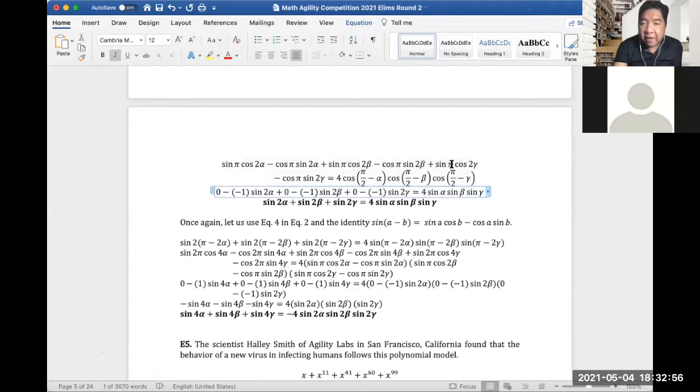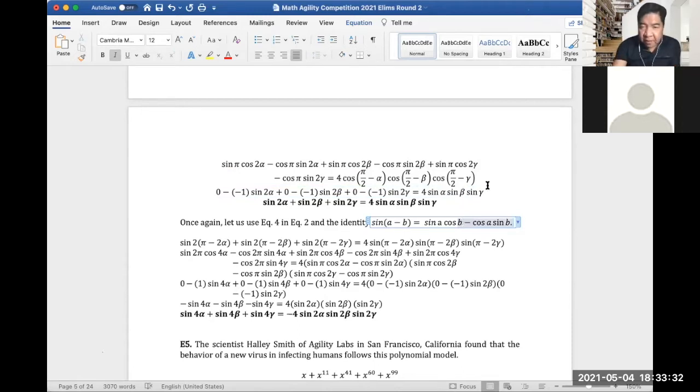And then sine alpha here on this part, that would be 0. And then negative cosine alpha, so minus negative 1 of sine 2 gamma. And then on the right-hand side, cosine of quantity pi over 2 minus alpha would be equal to sine of alpha here. Same thing with cosine pi over 2 minus beta, that would be sine beta. And cosine pi over 2 minus gamma would be equal to sine gamma.